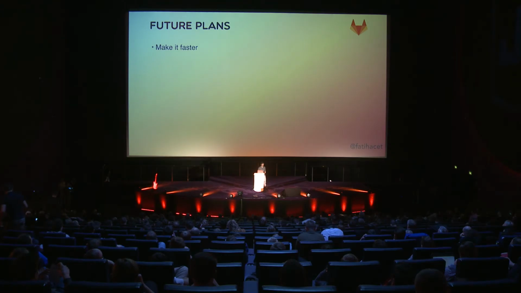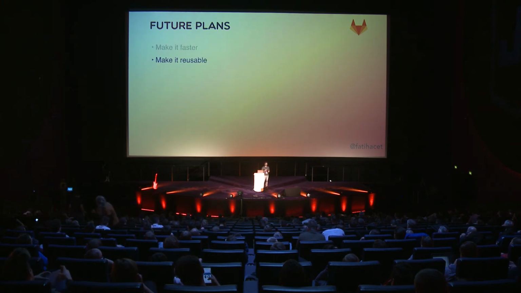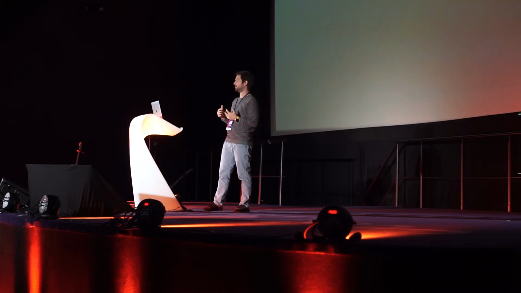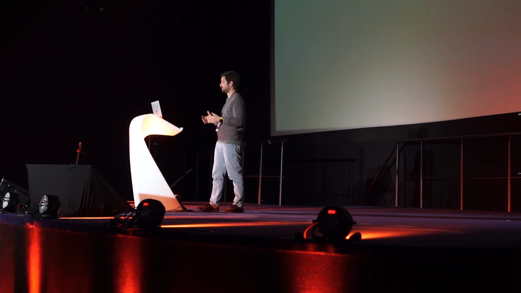Let's talk a little bit about the future plans of GitLab, what we will do. First, we will focus on making it faster. We are already doing that, and we are planning to do more. We are planning to make it more reusable. We will create more reusable components and use them all across GitLab. That's why we are creating a design system called GitLab UI, where we'll have, for example, commonly used components like pagination, loading, all those kinds of things.